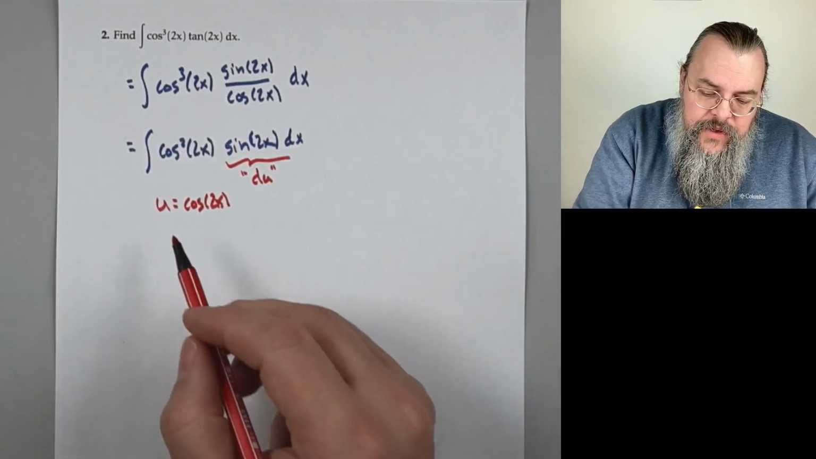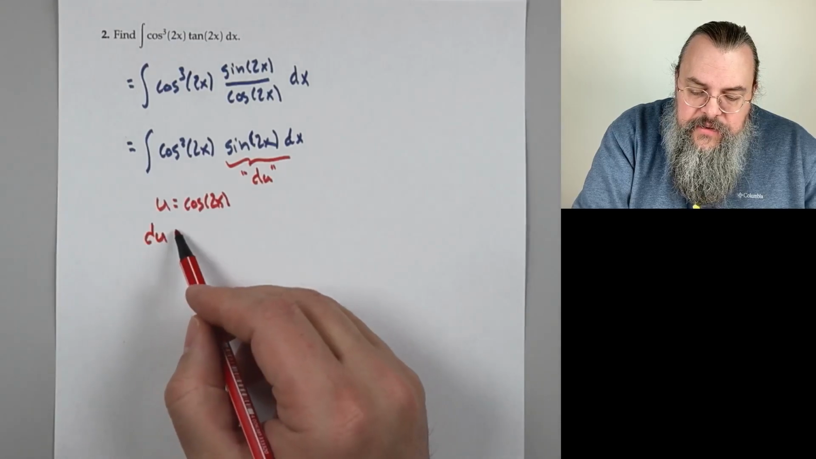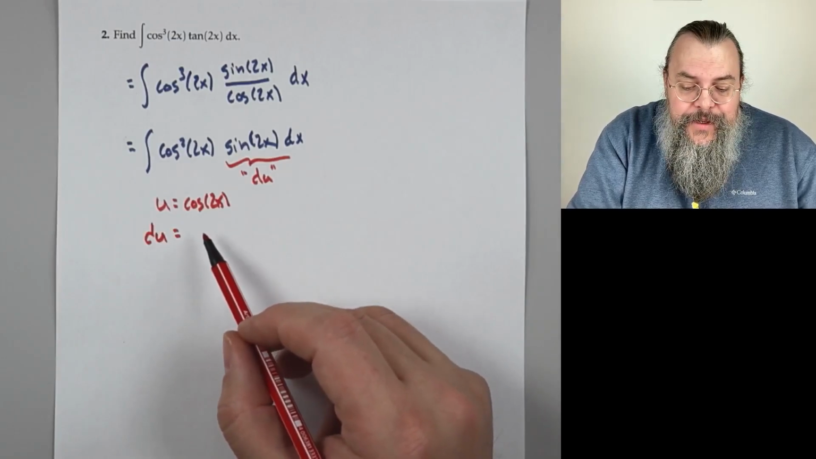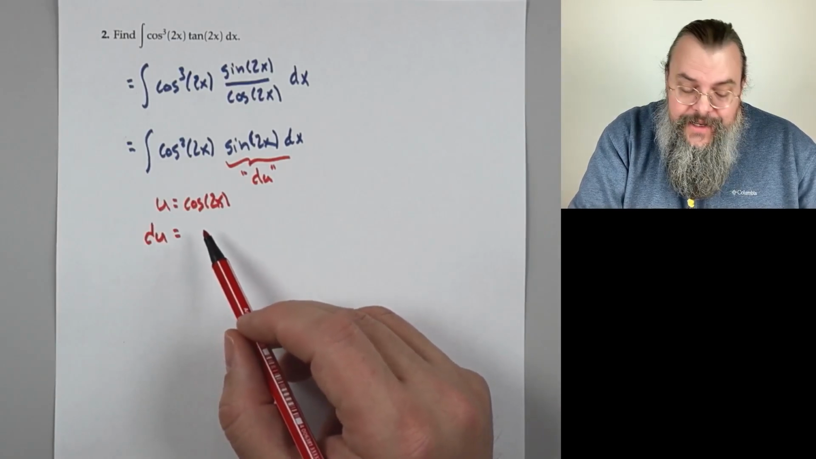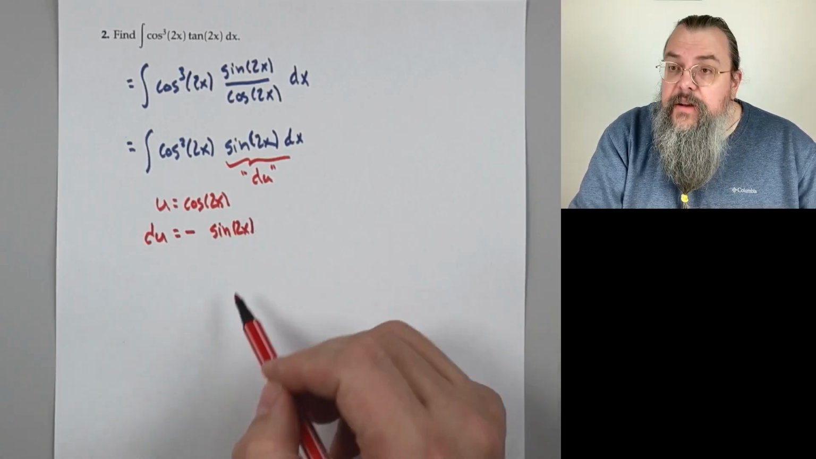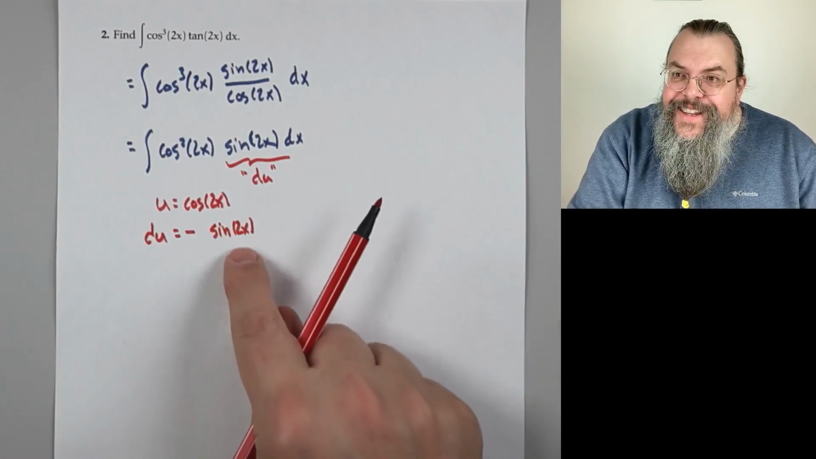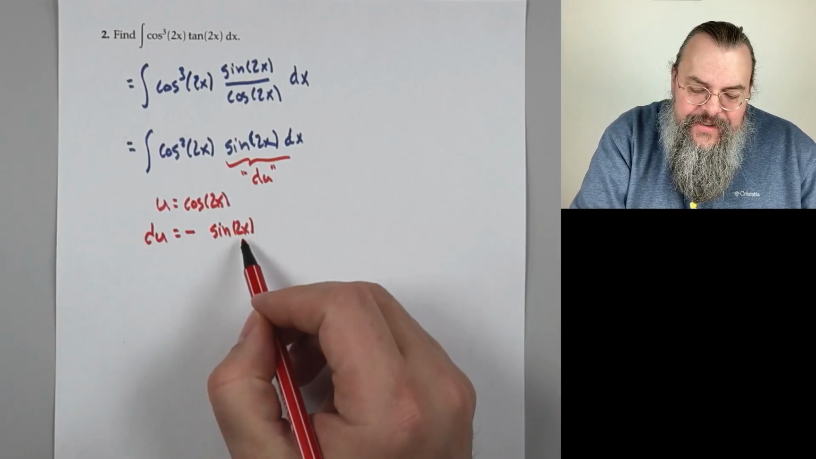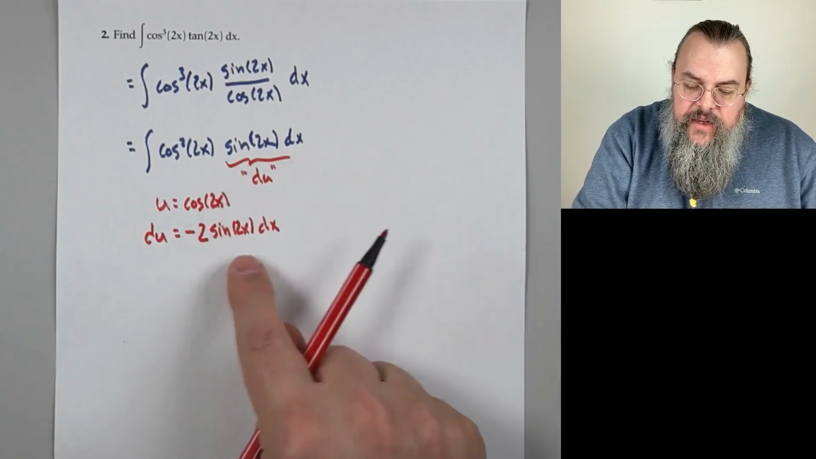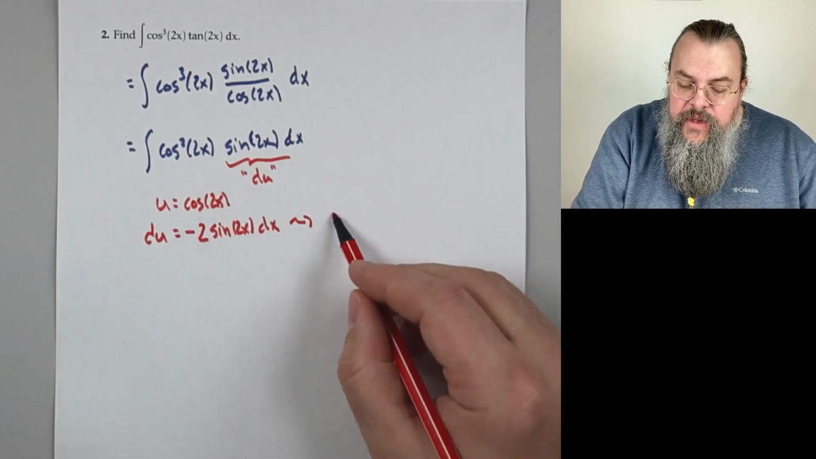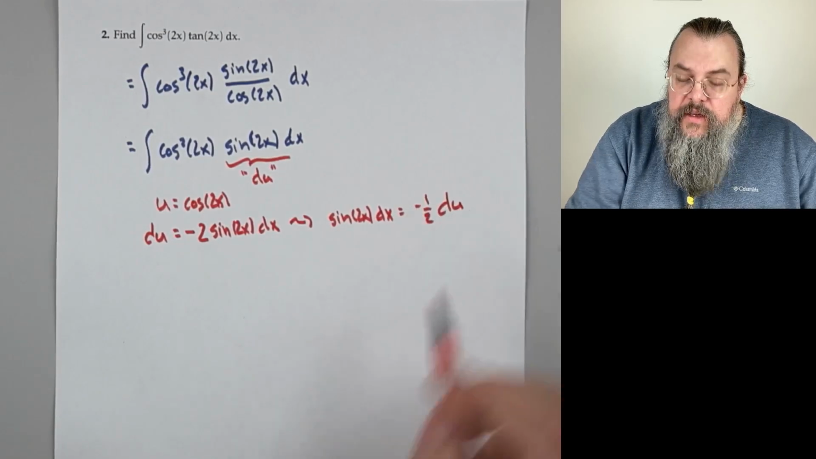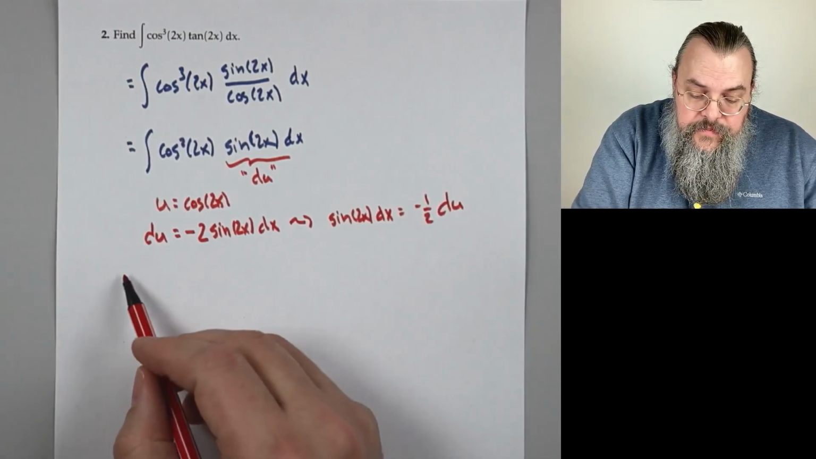Okay, so let's be careful here. What is du, the derivative of cosine? All right, paying attention. Well, the derivative of cosine is negative sine. So there's going to be a negative there. Sine of 2x, and is that all? No. There's the chain rule, right? So the derivative of the inside will bring out another 2 dx. Well, okay, so we see that sine 2x dx is minus a half du.